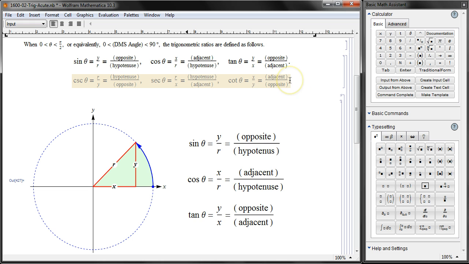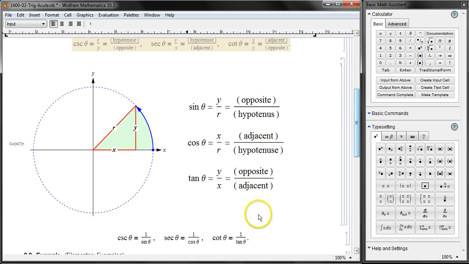How about the other trigonometric ratios, cosecant, secant, and cotangent? They're nothing more than reciprocals: r over y, r over x, x over y respectively. Therefore, they are just reciprocals: one over sine, one over cosine, and one over tangent.